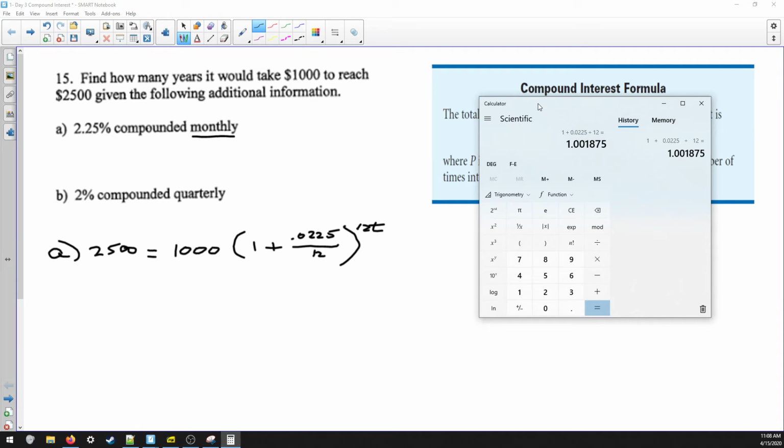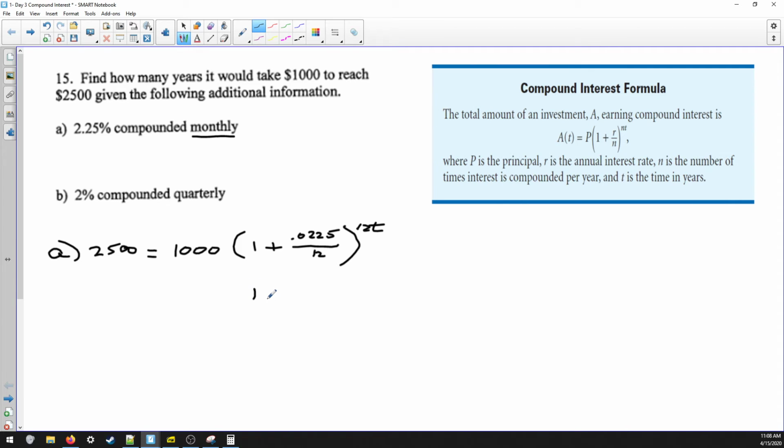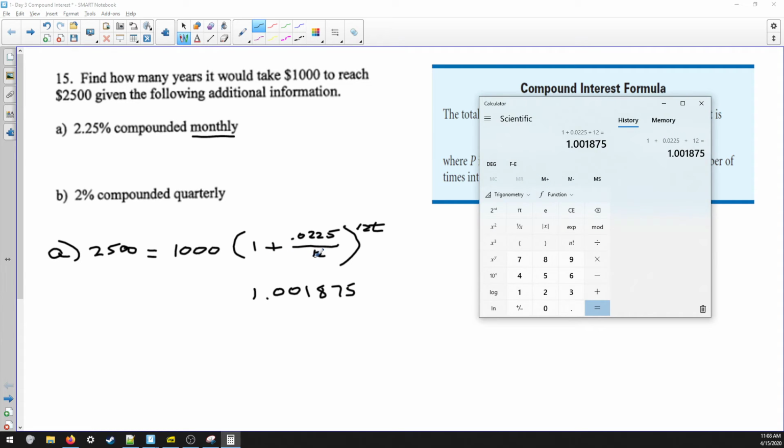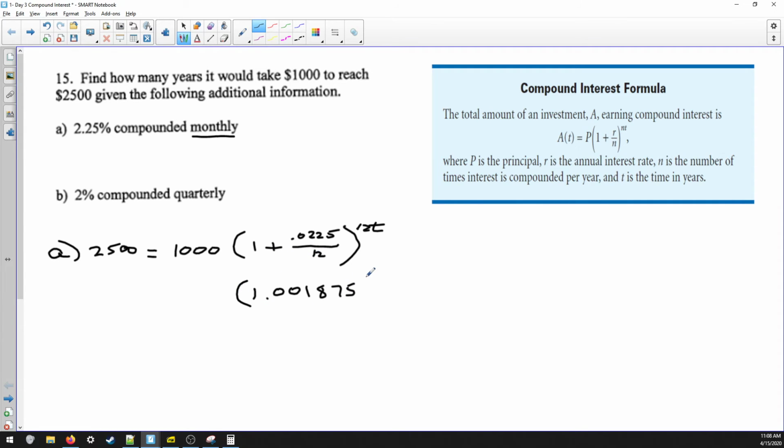And so that would be this number right here. So I'm going to write that down, okay? Instead of the unsimplified version like this. This is 1.001875, I believe it was. Okay. So this inside part becomes that number, okay? Still to the 12t, okay? And then I'm going to put the 1,000 on the outside, okay?